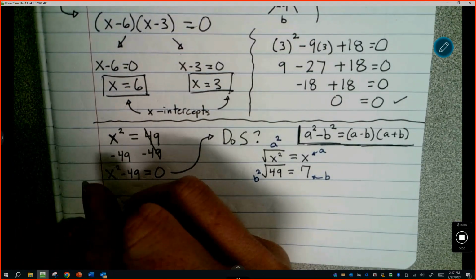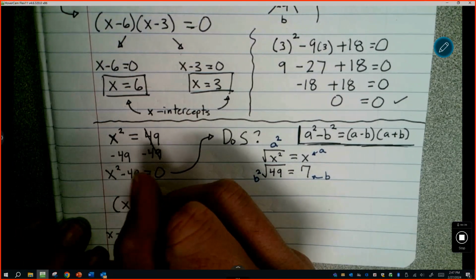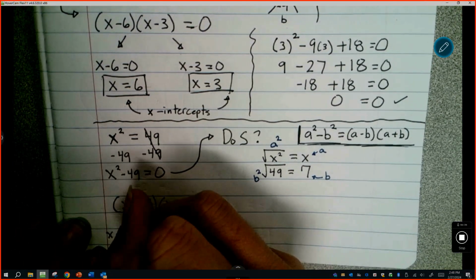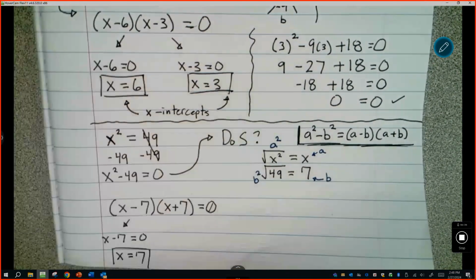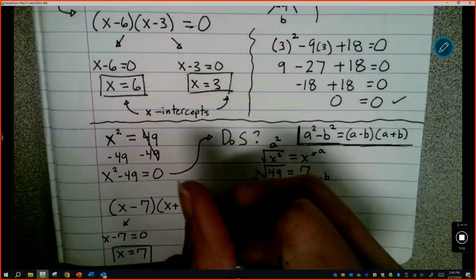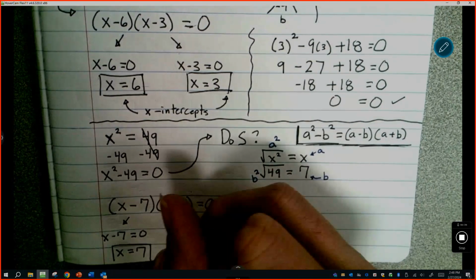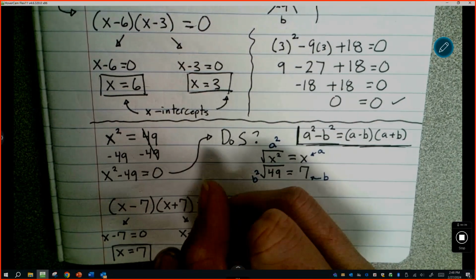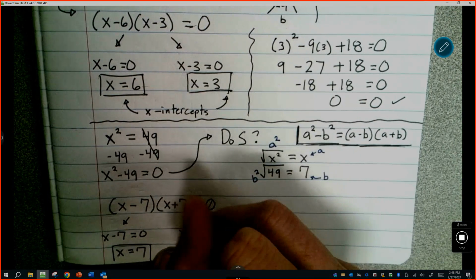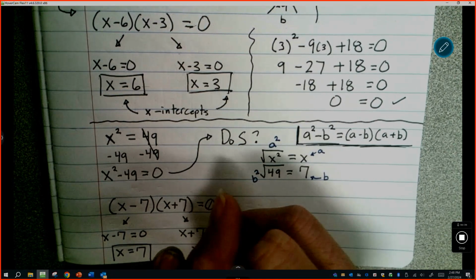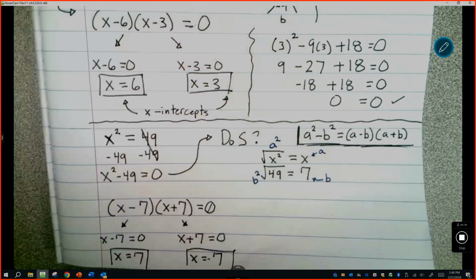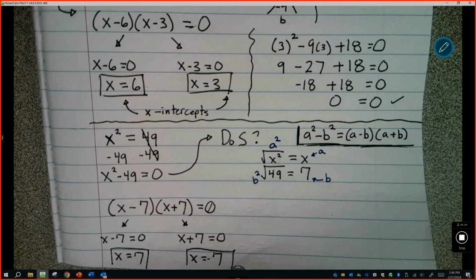So I get x minus 7 equals 0, or x equals 7. That's one of my two x-intercepts. The other one, x plus 7 equals 0, or x equals negative 7. And that's my other x-intercept. And these are my two x-intercepts here.